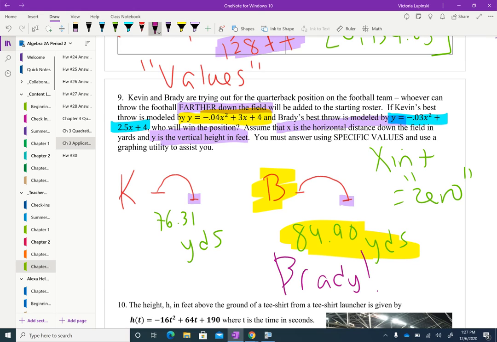So anytime you're in a problem where you're talking about distance, the 0 will always be how far. If you're ever talking about time, it will be how long.